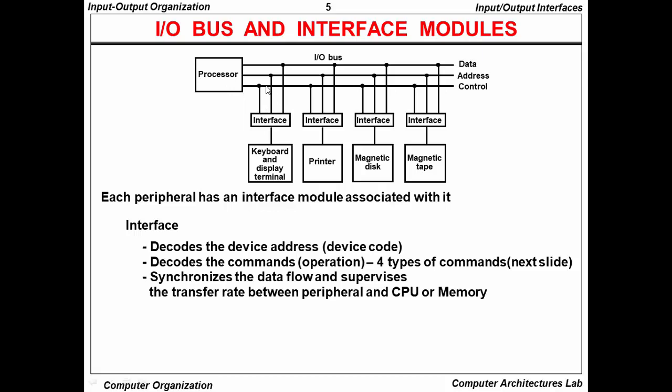Let's say the interface will communicate with the processor based on its own data transfer rate. In the same way, the interface will communicate with peripheral devices based on their own requirements. If the transfer speed of the peripheral device is slow, the interface will communicate with it at the data rate that is available for that peripheral device.